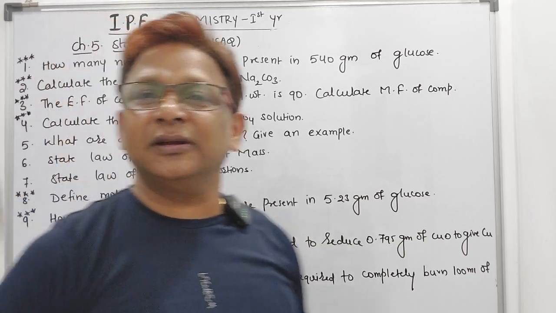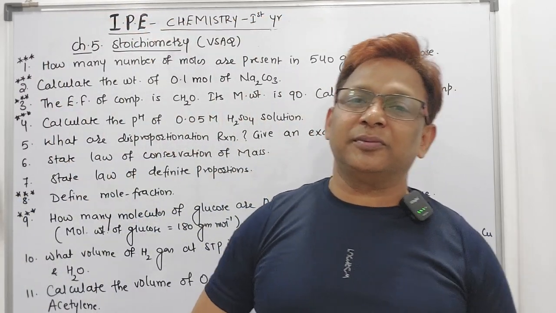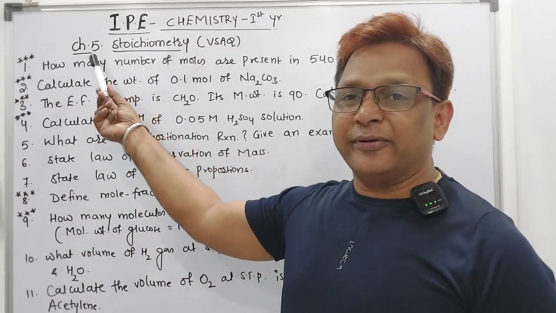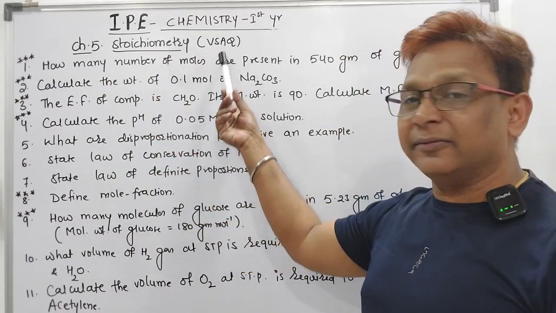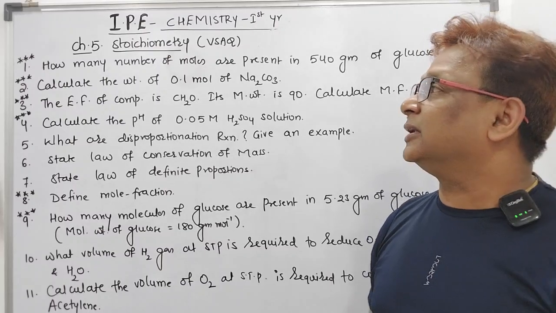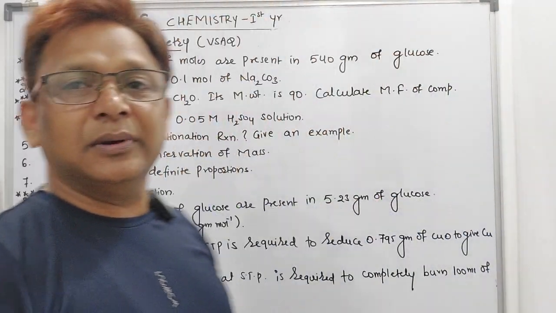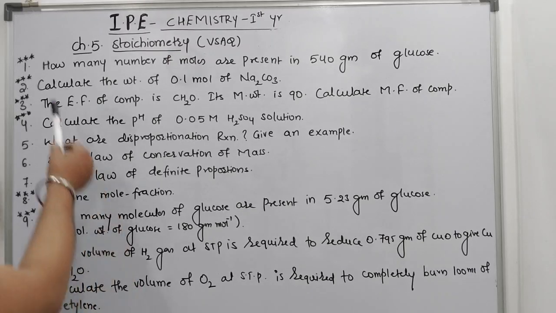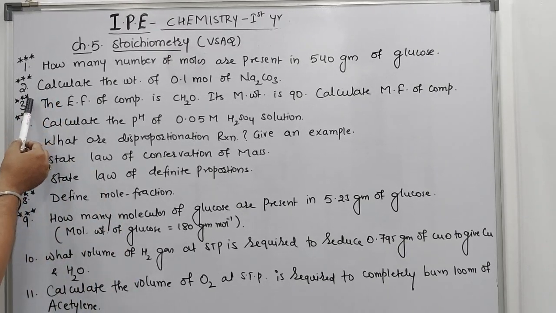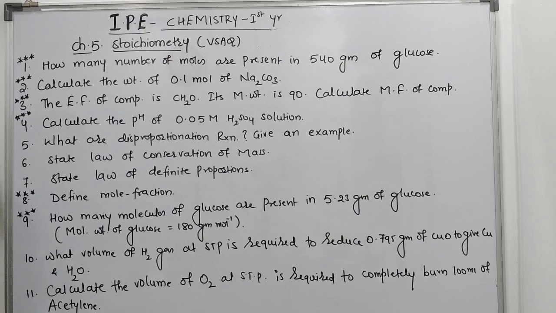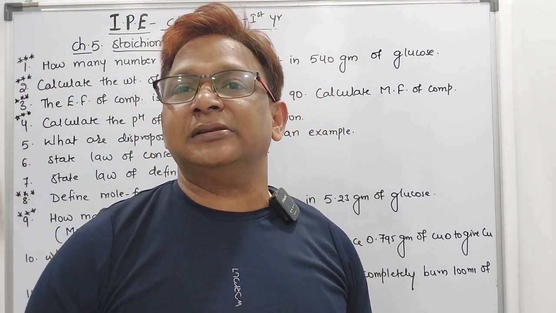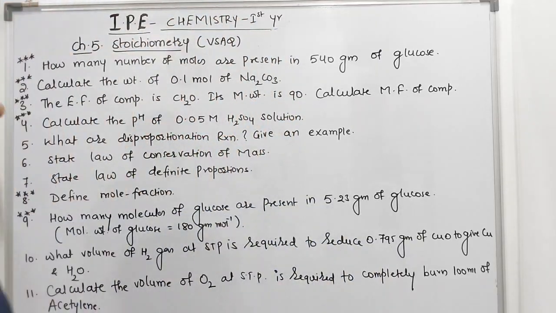Just now we have seen the VSQ questions from the chapter States of Matter. Now this is another chapter, Chapter 5, Stoichiometry, where we get the most important VSQs in our IPE exam. And see, beta, I have written 11 questions here, but among them, questions number 1, 2, 3, 4, 8, 9, I marked as 3 star, because these are the most important questions that they can possibly ask in our exam.